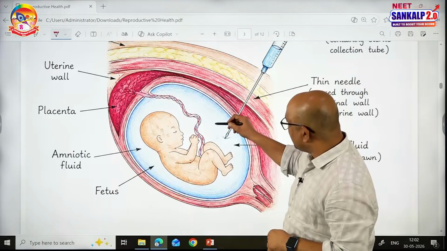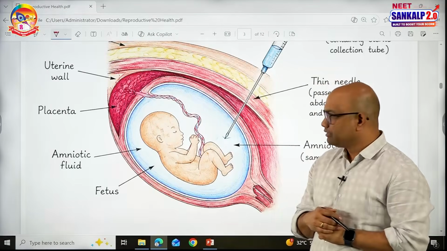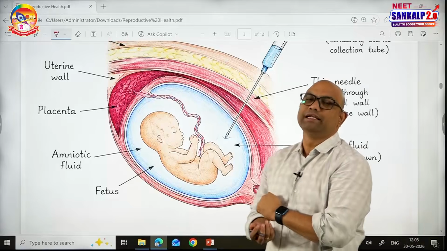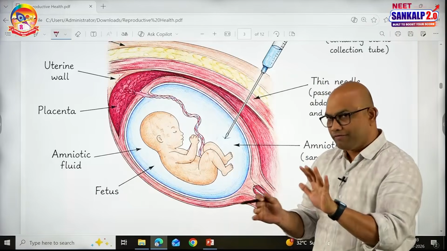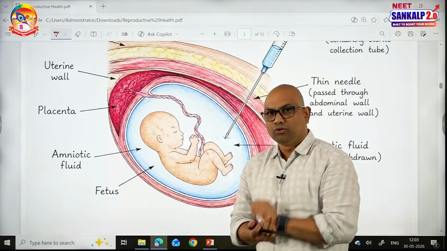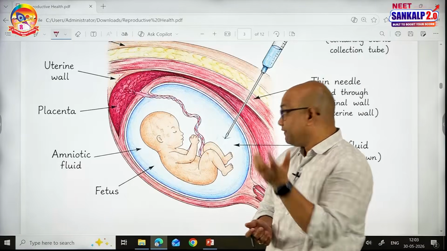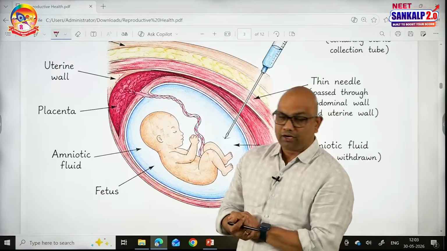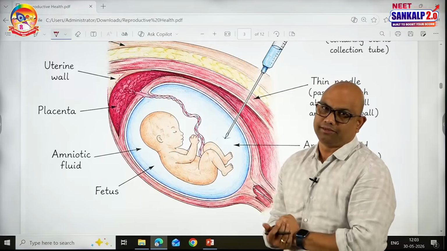Along with the fluid, they will take out the skin cells present in this fluid. They will also take several biochemical substances that are present in this fluid in dissolved state. Okay, fine. So, what is the purpose of this, or when can this amniocentesis be done? Generally, the amniocentesis can be done around 14 to 16 weeks of pregnancy.